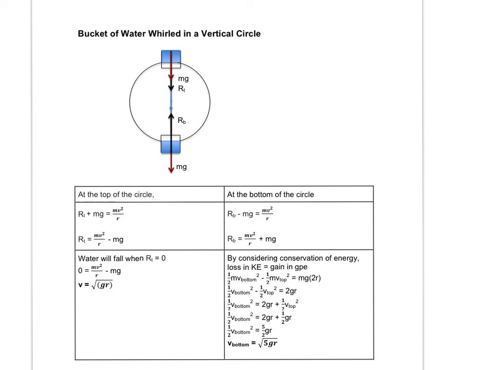Which means to say this square root of 5gR is actually the same speed that we found earlier on, which is the minimum speed that we needed to give the stone at the bottom in order for the stone to go to the top and have a speed of square root gR. So if you give the water a speed less than square root of 5gR, when it reaches the top, not only will the water spill, but the string will also slack. So this is how you solve questions on vertical circle.